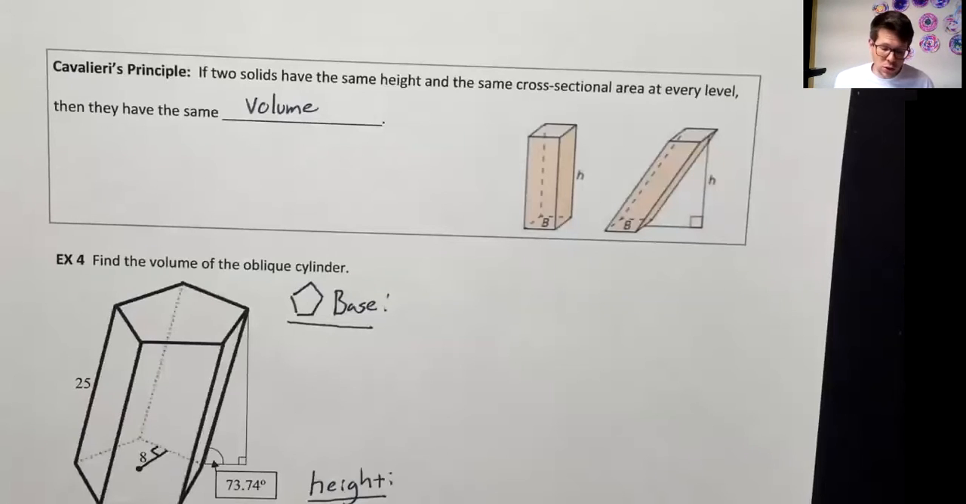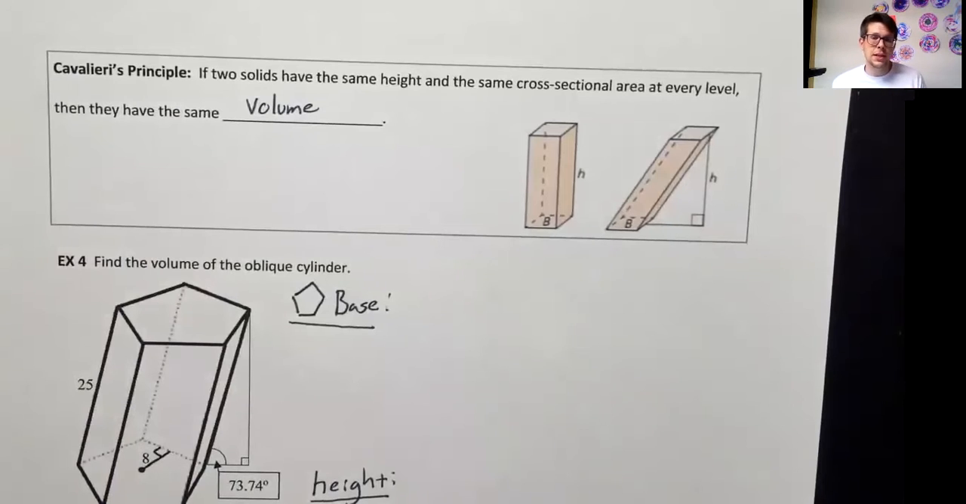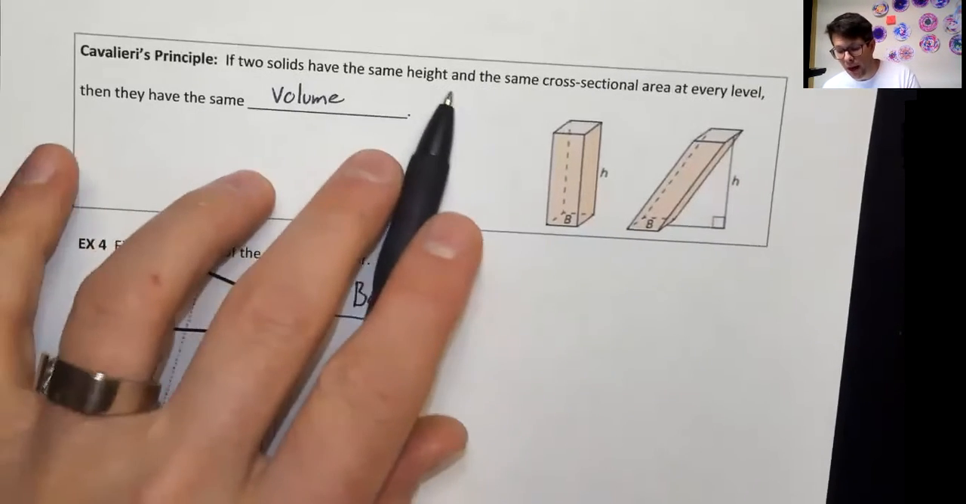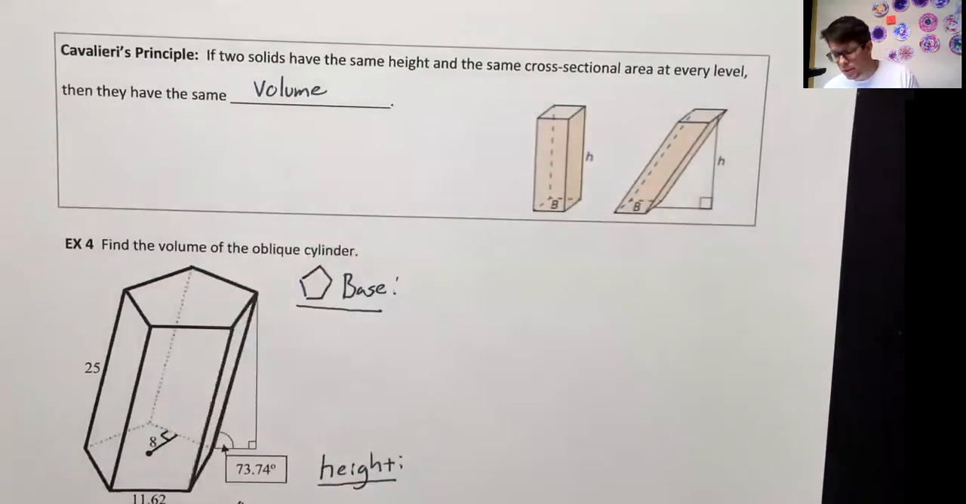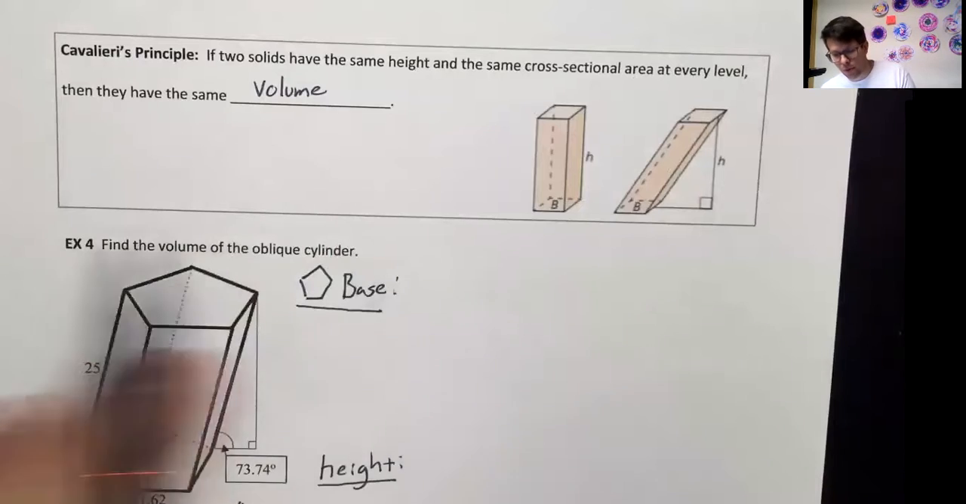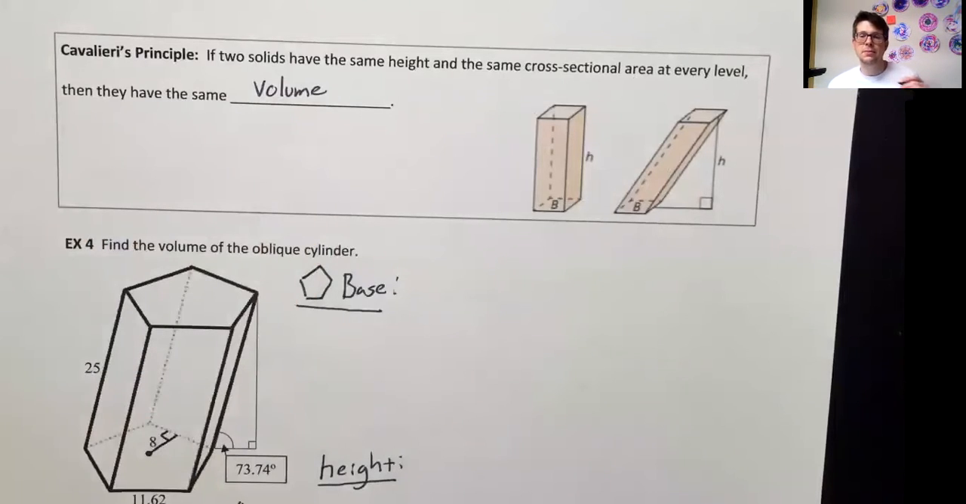Now that definitely looks strange, but the great news is that we have a great ancient mathematician right here, Cavalieri, and Cavalieri's principle states that it doesn't matter if it's slanted or not. The volumes are going to stay the same. Specifically, it says if two solids have the same height, which these two have, and the same cross-sectional area, so that's those same planes that slice through, then they're going to have the exact same volume.